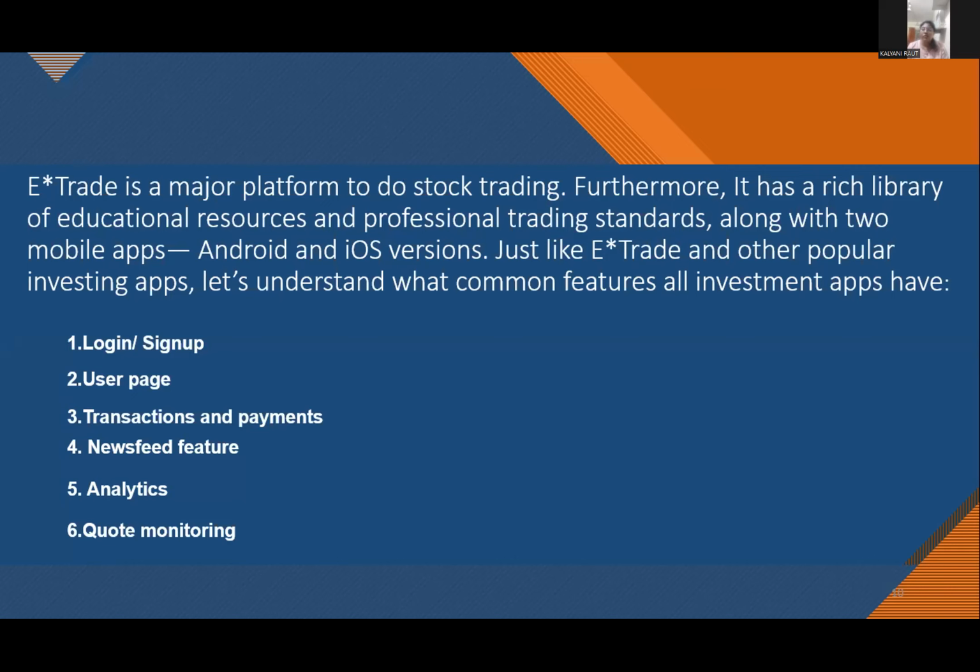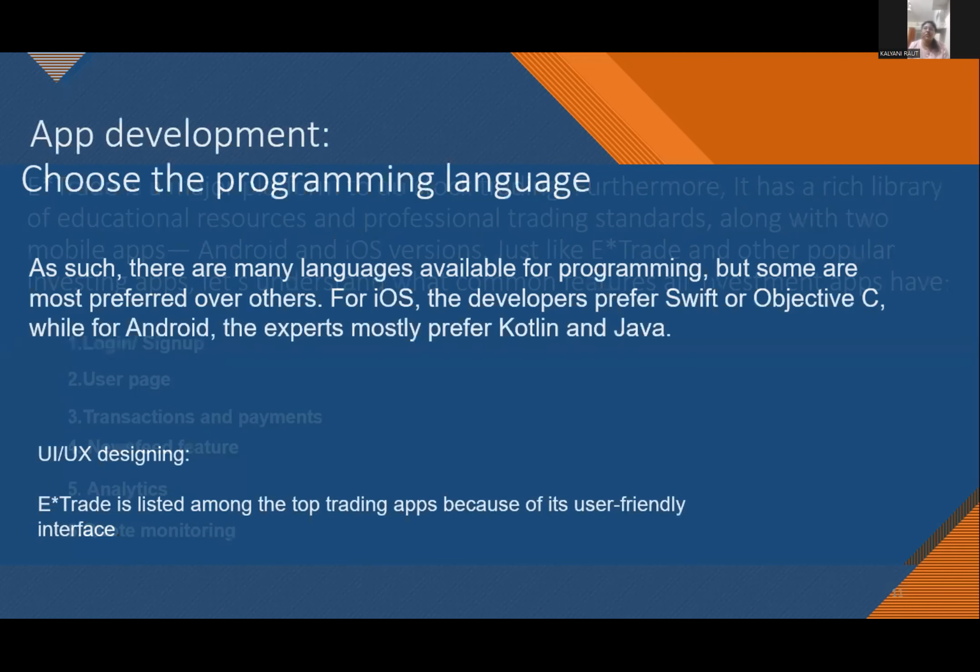So, what features do investment apps have? Login and sign up page, user page, transactions and payment, newsfeed features, analytics. Next, app development and the programming language. There are many languages available for programming, but some are preferred over others. For iOS, developers prefer Swift or Objective-C, while for Android they mostly prefer Kotlin and Java. In UI and UX design, E-Trade is listed among the top trading apps because of its user-friendly interface.